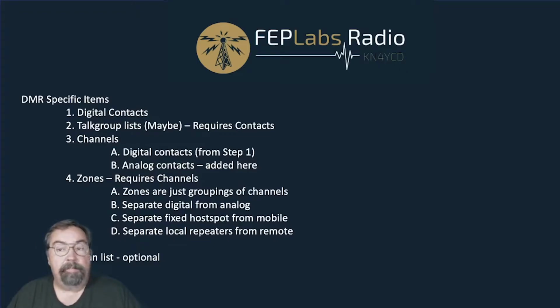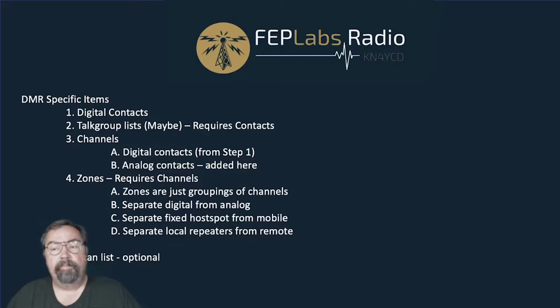So our DMR specific items, digital contacts, this is your talk groups. This is worldwide on talk group 31, I believe. Alabama Link on 31010, whatever talk groups, whatever network you're going to join with your DMR radio. These are where you put in talk groups. This is also where you put in any private calls for any of your friends who are also on DMR.